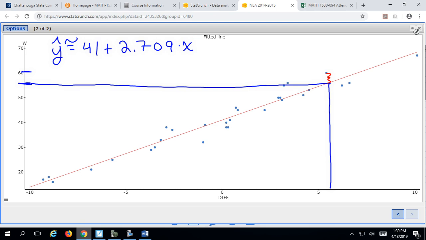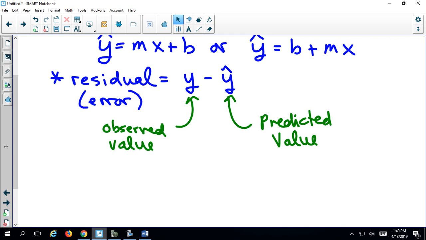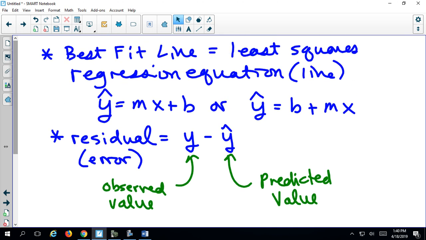If you take all the residuals and square them and add them up, that's called the sum of the squared residuals. And our best fit line is the one that has the smallest. So that's why this thing has this funny name. That's why it's called the least squares regression line, or least squares regression equation. It's the equation that has the least sum of the squared residual. Okay, just for short, you say least squares.